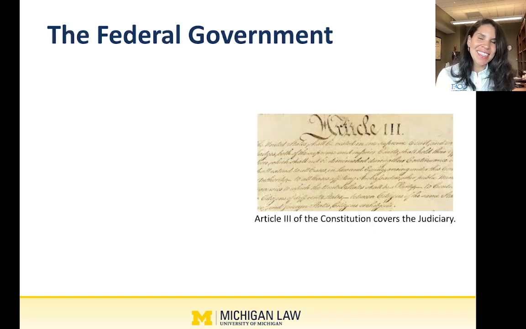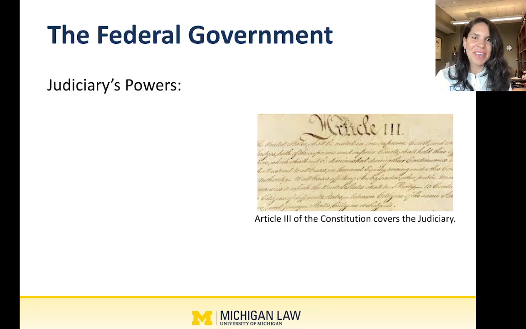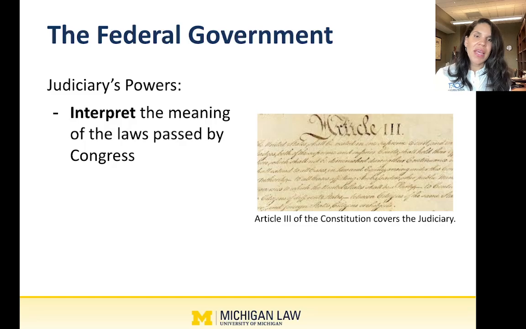Article 3, I mentioned, talks about the judiciary and the judicial branch. So if you hear the term Article 3 judge, this is what they're talking about. And so here are the powers of the judicial branch. They have the power to interpret the meaning of laws passed by Congress. So Congress passes the law, the president executes the law, the justices interpret the law.